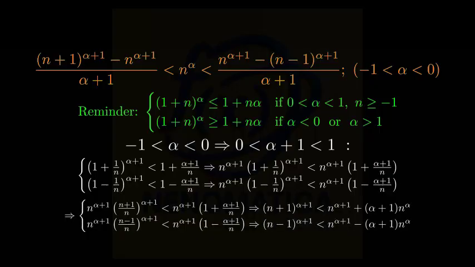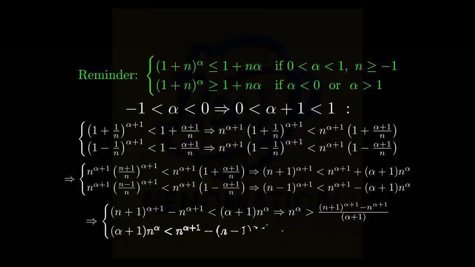Notice that n raised to alpha plus 1 times 1 plus 1 over n raised to alpha plus 1 is equal to n raised to alpha plus 1 times n plus 1 over n raised to alpha plus 1, which simplifies to n plus 1 to the alpha plus 1 power. Similarly, for the second case with 1 minus 1 over n, after multiplying and simplifying both sides, we arrive at these inequalities. Now, let's rearrange our inequalities to isolate the terms we need.